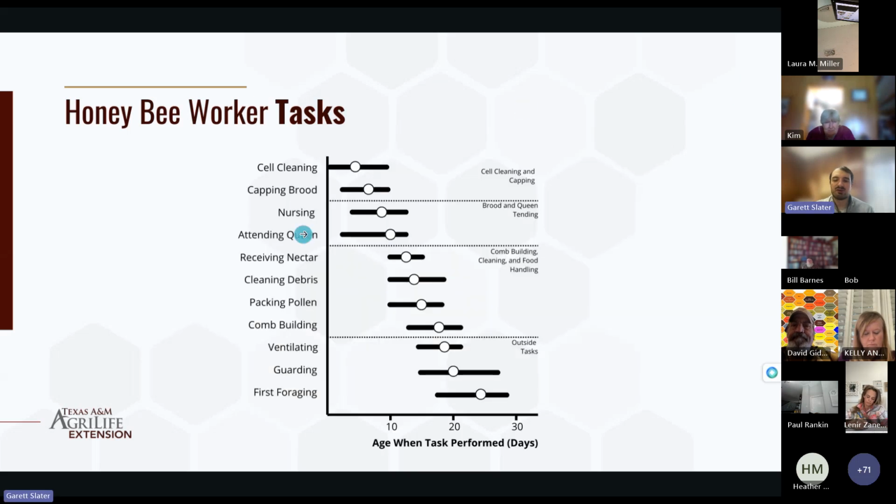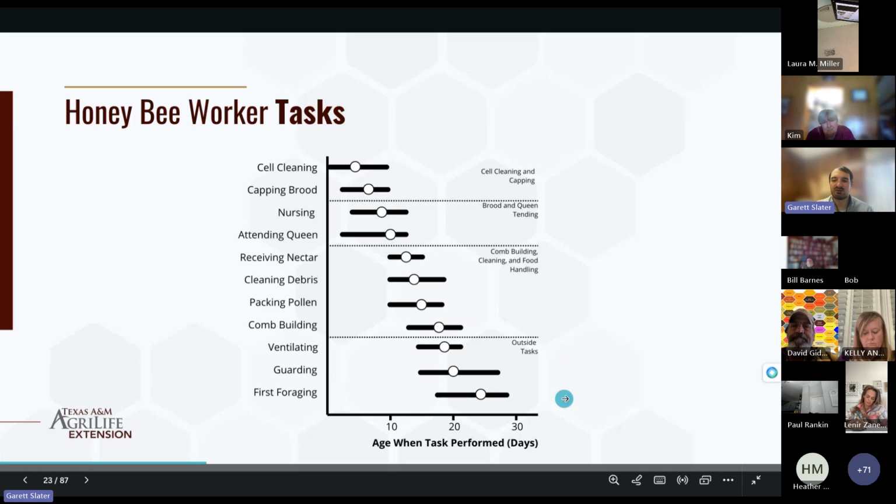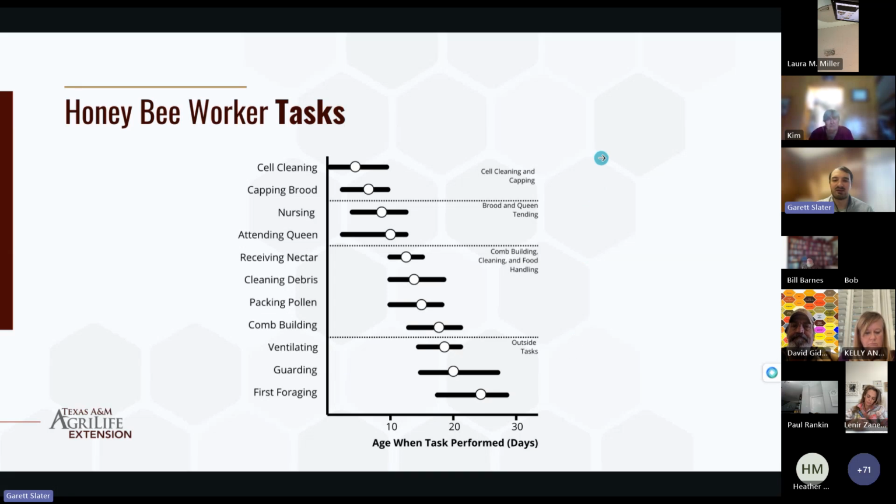So here are the different tasks. These were some really cool studies done in the 80s and 90s, and they basically tracked the age of workers and the tasks they performed. This white dot is the average age that they perform a task, but the black bar is the range of ages that they perform a task. And these are all the different tasks. One, two, three, four. So each worker goes through about 11 or 12 different tasks.